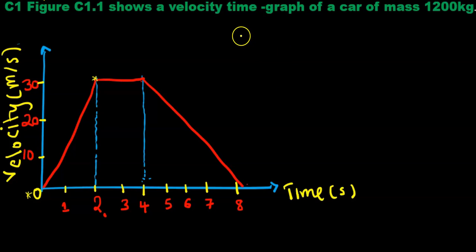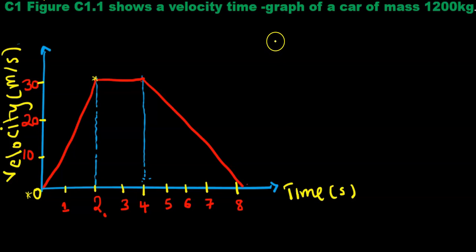The topic is mechanics. Now the question reads, this is coming from 2023 Science Paper 1. That is GCE paper. Okay, question C1. Figure C1.1 shows a velocity time graph of a car of mass 1,200. The first question is calculate the acceleration of the car in the first 2 seconds.